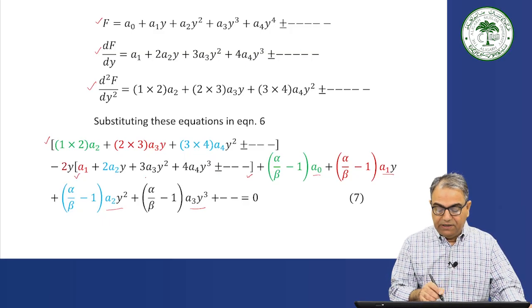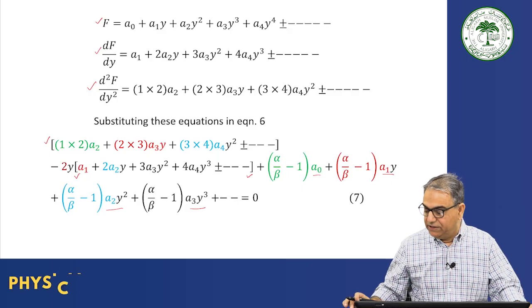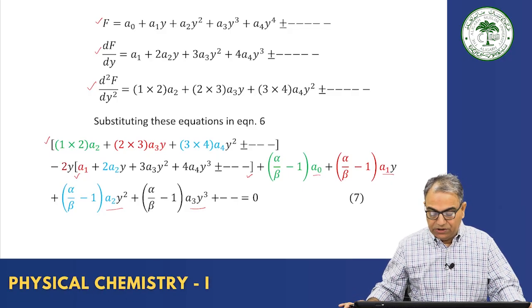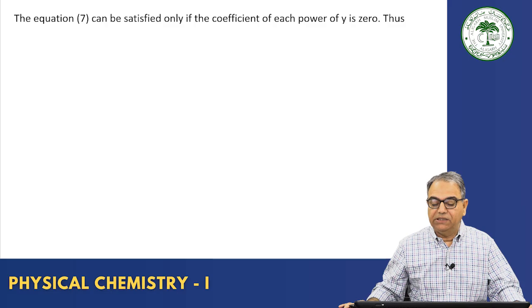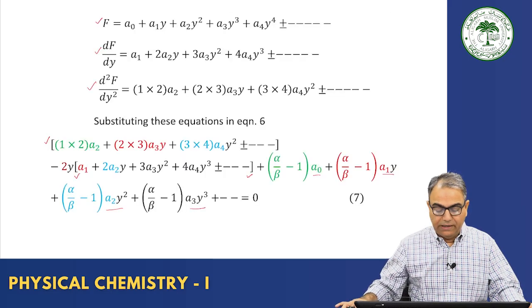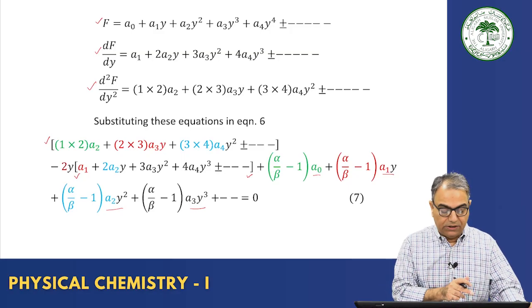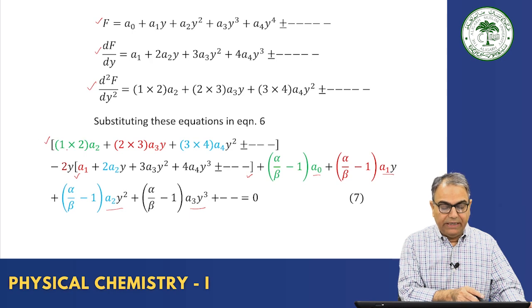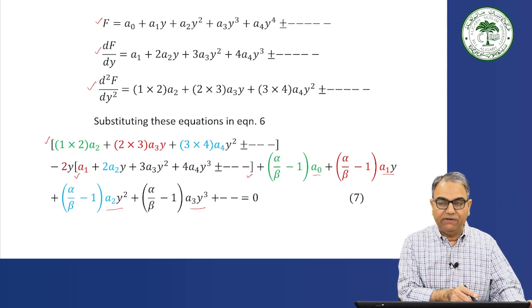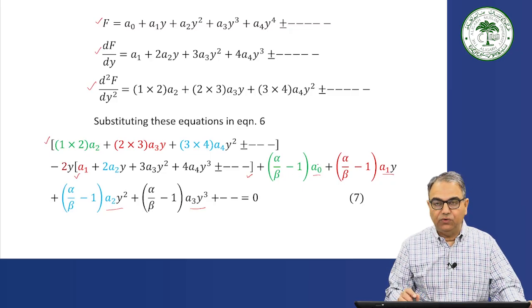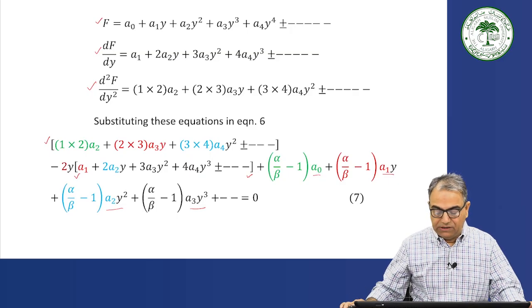I have done color coding, and what we say with this color coding is that for this equation to be valid, the equation can be satisfied only if the coefficient of each power of y is 0. So the color coding is according to the power of y in the equation. If you look at the green terms, 1 into 2 a2, you do not have a y here, so it is y raised to the power 0. Alpha divided by beta minus 1 a naught, you do not have a y here either, so it is also y raised to the power 0.